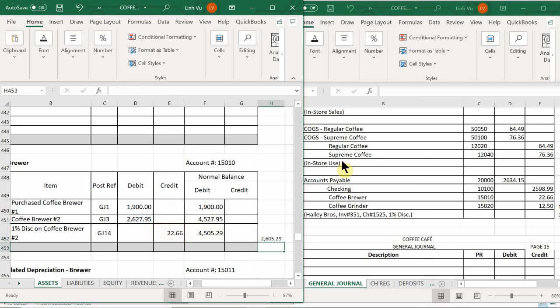So right now my coffee brewer holds at 2605.29. That's the price of my coffee brewer. Now again, you can solve for this easily by taking your 4505.29 and simply subtracting the 1900. That will give you a quicker way to solve for how much the coffee brewer number 2 is if you choose to not calculate it now. Okay. So 2605.29, right? Because my other coffee brewer is 1900.